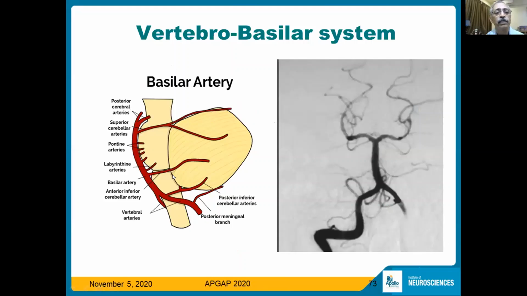The vertebrobasilar system is formed from two vertebral arteries joined to form the basilar artery, and that bifurcates into the posterior cerebral arteries. The cerebellum and the brainstem are supplied by the superior cerebellar arteries, the pontine arteries, and the inferior cerebellar arteries.